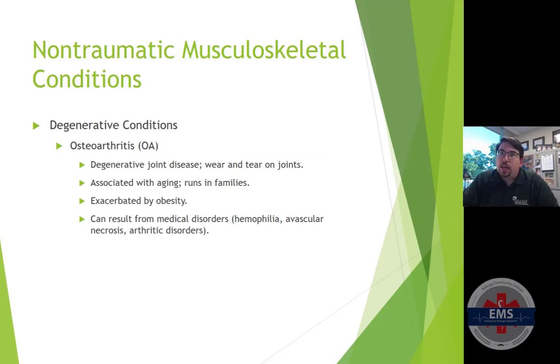One of the core things that we want to focus on when it comes to degenerative conditions, though, is osteoarthritis. Osteoarthritis is a degenerative joint disease where we see wear and tear on the joints. They just are taking a beating. Again, it's associated with aging, but it also has some genetic tendencies, because it does run in families. We also know that anything to do with your joints is going to be exacerbated by obesity. The more you weigh, the more stress is put on your joints. And it can result from a number of medical disorders like hemophilia, avascular necrosis, or other arthritic disorders.